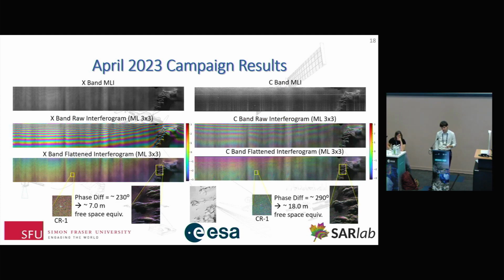Here are the interferograms from that campaign. So again, the raw interferogram and the flattened interferogram using the surface DEM. And here, based on the corner reflector data, we can look at the difference between the surface scatter and the X and C-band scatter. So at X-band, we're getting about 230 degrees of phase difference, which corresponds to about 7 meters of free space equivalent penetration. At C-band, it's even more, so 290 degrees of phase difference, which is about 18 meters of free space equivalent propagation. Now, again, this hasn't been converted into actual propagation into the snow, but still, it's what we've got so far.